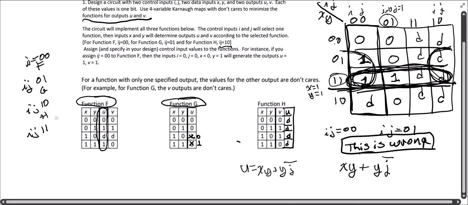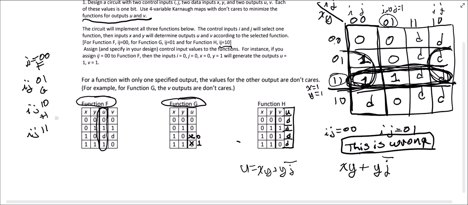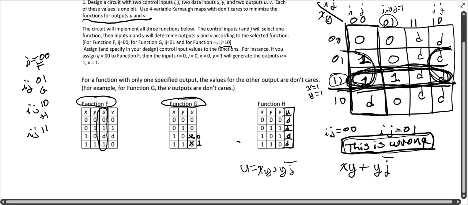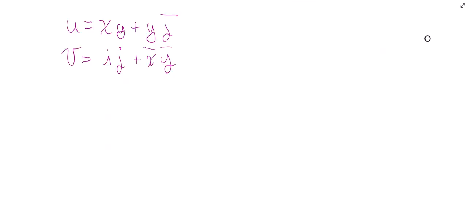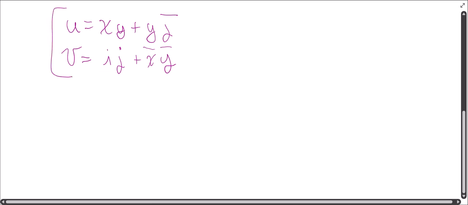is my function for u. Now remember, it's wrong. Don't use that. But this will give you the idea of how to use it. Okay, so let's say that after you minimize it, you get these functions. Again, these are not the ones for yours. These are not right. But you should have something kind of like that.